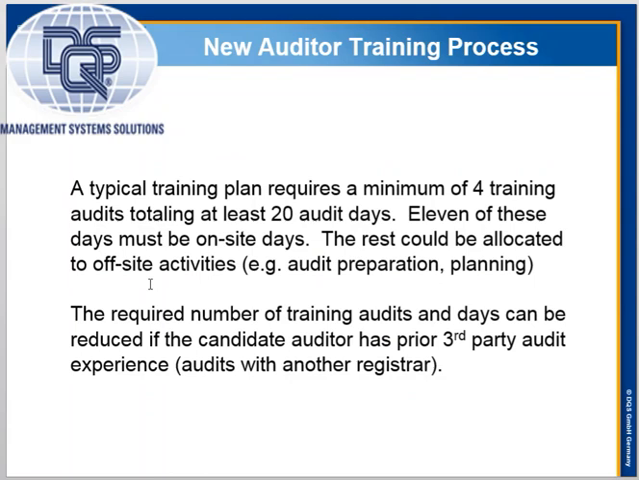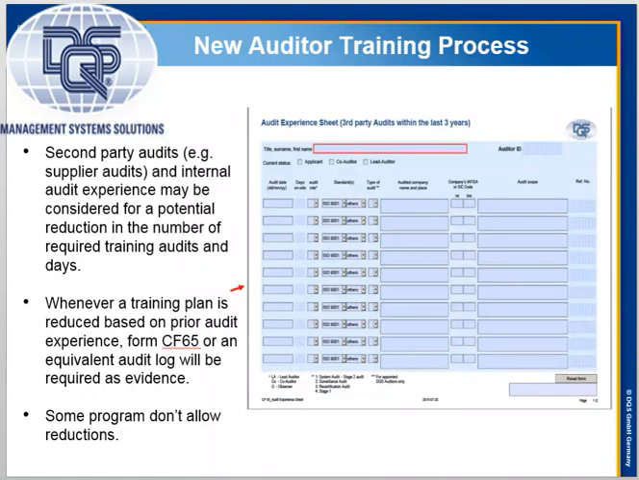The number of training audits and days can be reduced. We call that fast tracking if the auditor has third-party experience with another registrar. Second-party audits and internal audits may also be considered for potential reduction in number of days.